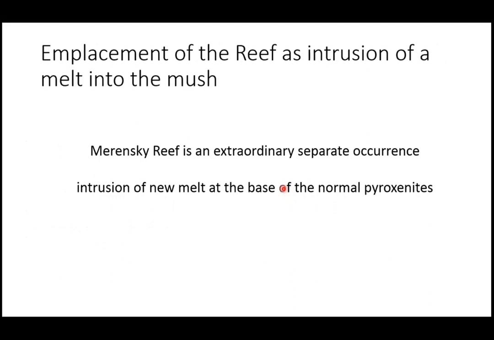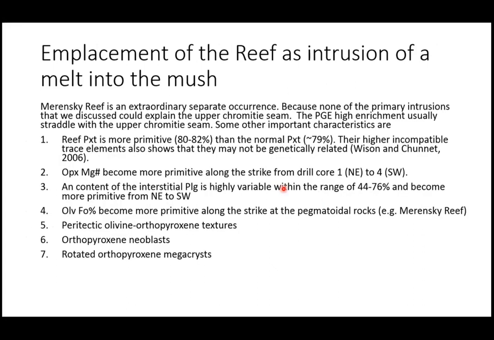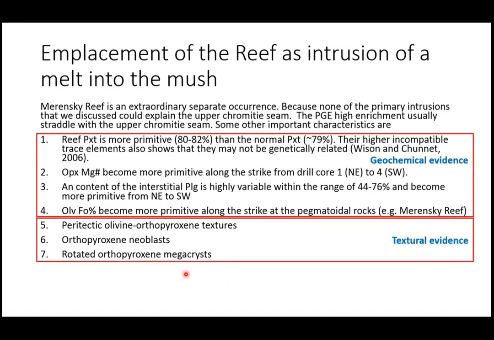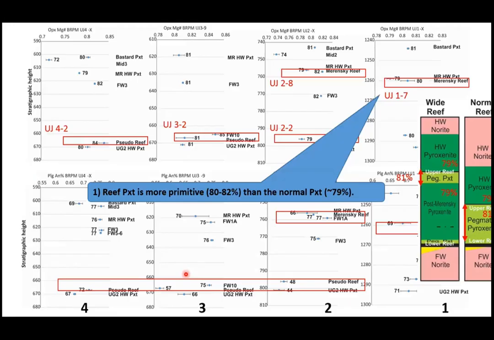Under Merensky Reef, we suggest that it is an extraordinary separate event because none of the primary intrusion models could explain the upper chromitite scene. The evidence presented here shows that both Merensky Reef and other pegmatoidal reefs, such as the UG2 reef horizons, most probably formed by the injection of new melt into the mesh. The geochemical evidence and textural evidence, let me start with the geochemical evidence.